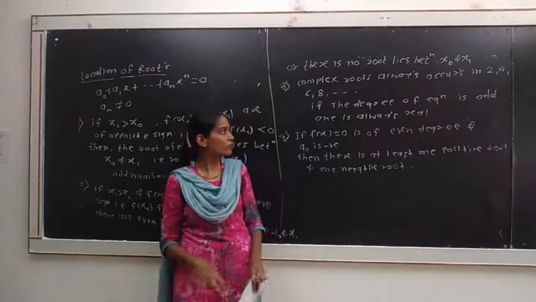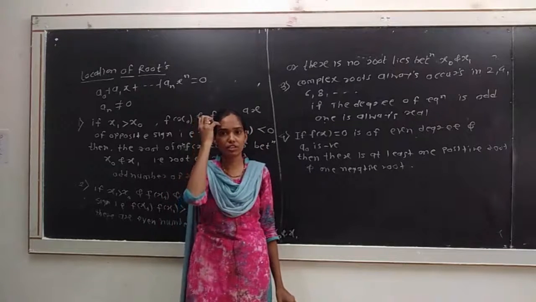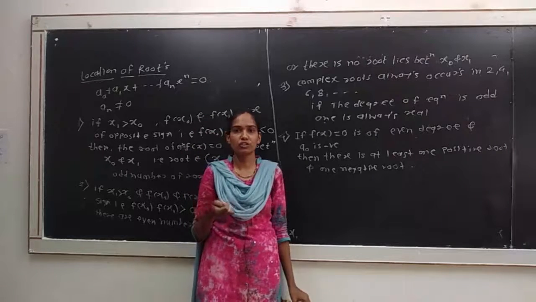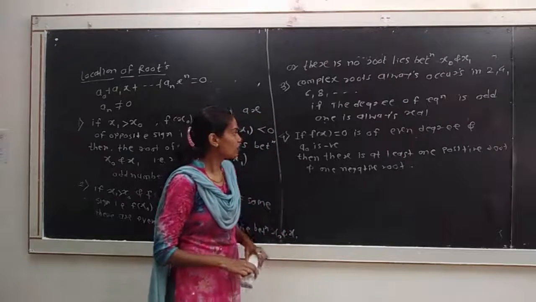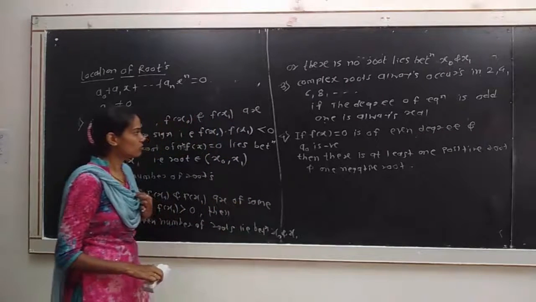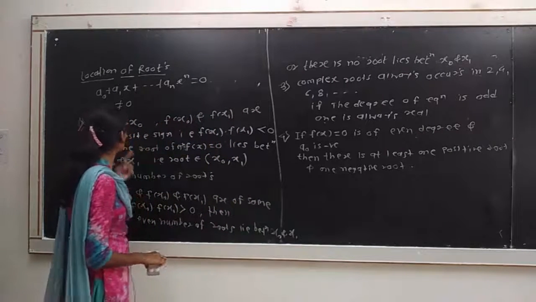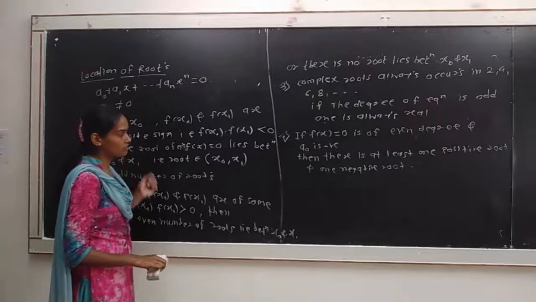That is, if we only observe the given equation f of x is equal to 0, that is either an algebraic or transcendental equation, then from that we can easily say where the roots of that equation lie.